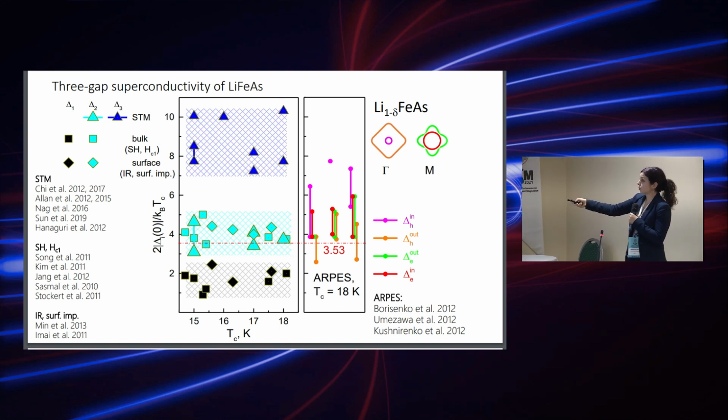Scanning tunneling microscopy observes the largest gap parameter and the middle gap, whereas bulk techniques such as specific heat and lower critical field, and surface techniques, infrared reflection spectroscopy and surface impedance measurements, revealed the middle gap and the small gap.